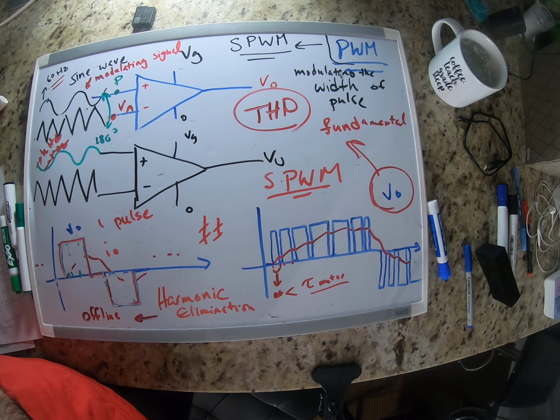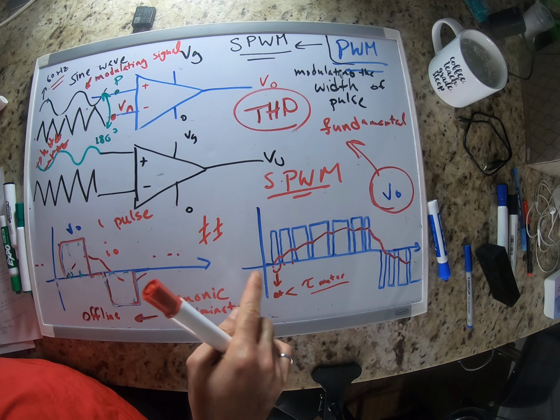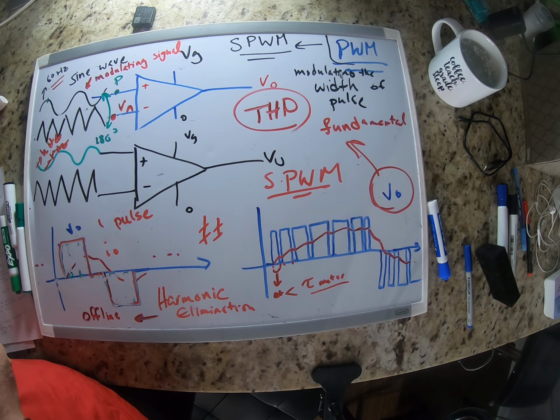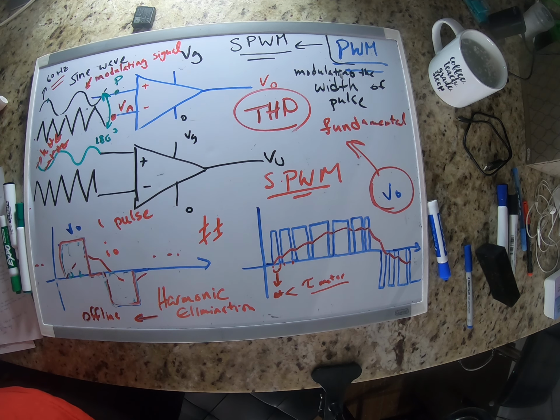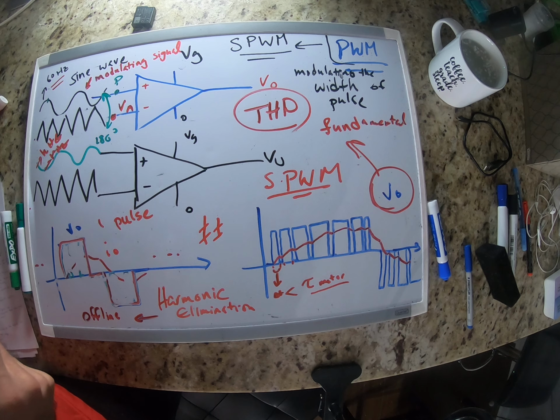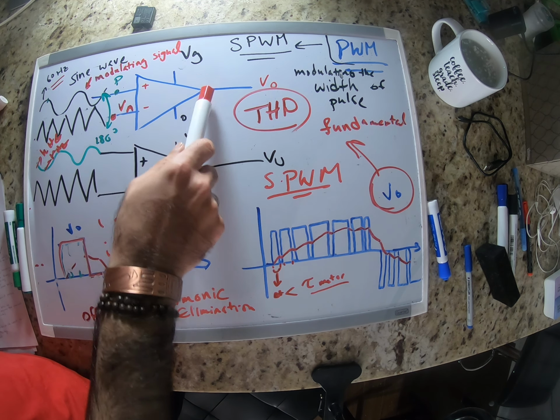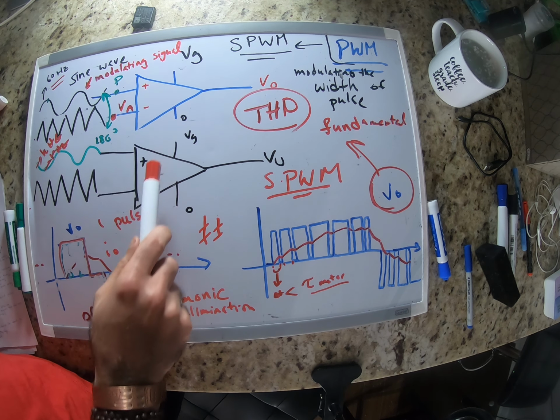Most modern microcontrollers have a PWM output where you can control the duty cycle, how it goes on and off, by programming it. So that's how the PWM is usually created. But we wanted to see the concept of sinusoidal PWM using a comparator.